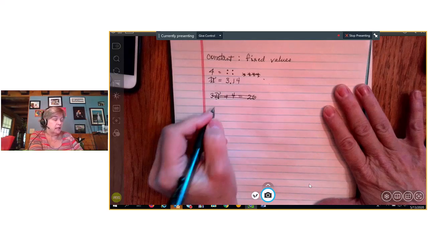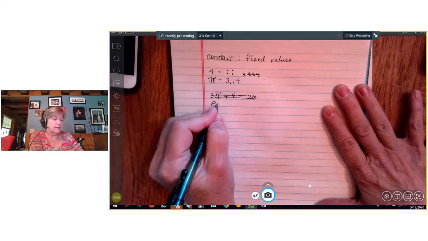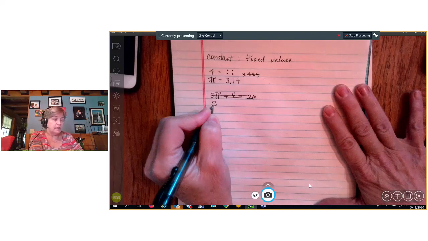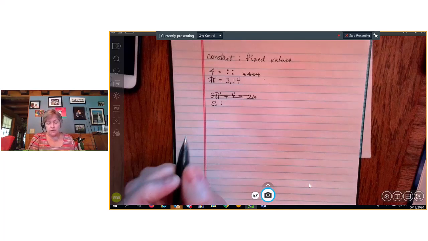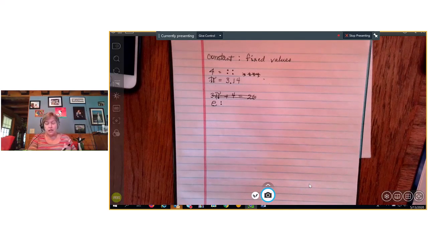If anybody's taken any higher level math, you know you've got the symbol E, and that is also another constant. So there's certain things that we just cannot use as variables, so make sure we don't use those symbols.